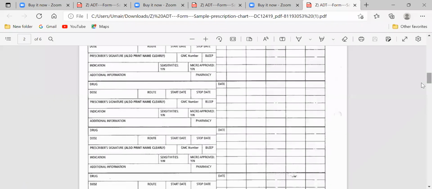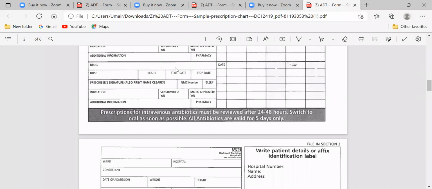The third medication is metronidazole. So write down metronidazole here. The dose will be 400 mg, route will be per oral, start date and stop date will be there, and your signature, indication, everything will be there. Write it down for 7 days because here there are only 5 sections. So fill these sections, and there's no other section for antibiotics. So you can skip, but you can write down for 7 days. Stop date will be 7 days. In additional information, you can write that this medication is being given for 7 days. So still you are in a safe place, right?